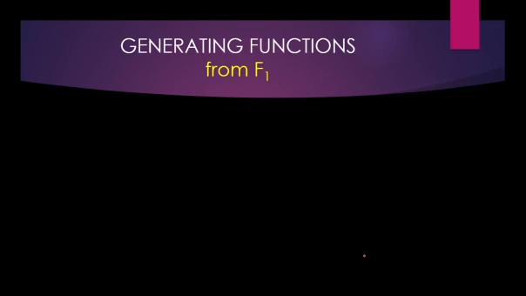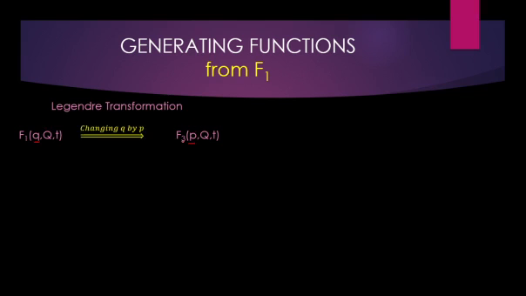Now you can also obtain other generating functions from F1, using the Legendre transformation itself. Here you can see F3 is a function of small p, capital Q and time t. So what are the changing things? Small q is getting changed to p. So the basis which is getting changed is q. F3 can be written, by changing q to p, as the old function, that is F1, minus the differential of F1 with respect to the changing variable. What is getting changed? Small q_i times p_i.